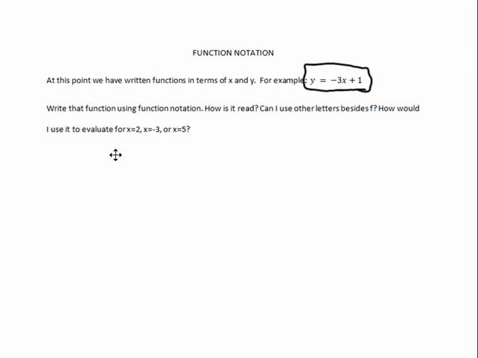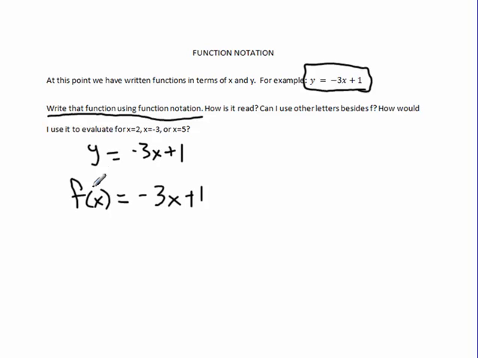So now, what we want to do is use function notation with this. The first task says write a function using function notation. Well, here we say f of x equals negative 3x plus 1. Note, it used to say y equals negative 3x plus 1, and now I'm saying f of x. How is this read? We read this as f of x.